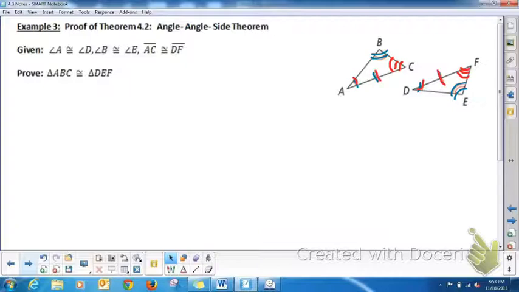And because I can prove these two triangles are congruent using angle side angle, and I could do this every time, then I could prove angle angle side. Why take the next step to prove angle side angle if I have two angles and I know the third is congruent every time using that third angle theorem? So let's write our proof.